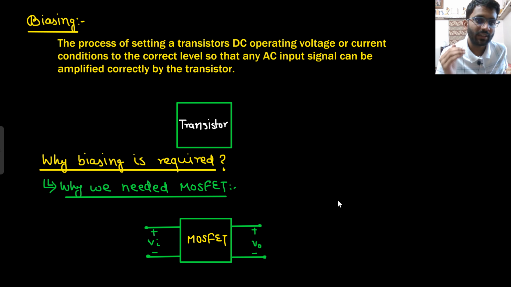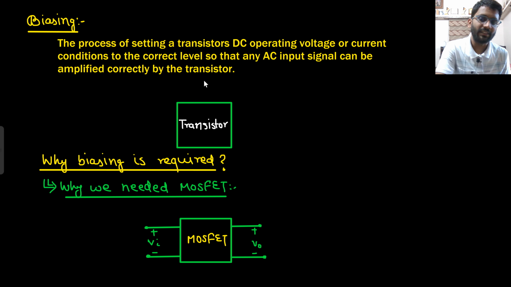The process of setting DC operating voltage or current condition to the correct level so that an AC input signal can be amplified correctly by the transistor. So what do you mean by AC input signal that can be amplified? That we will see. But the meaning of biasing is just giving a particular DC supply. It could be a voltage, it could be a current.